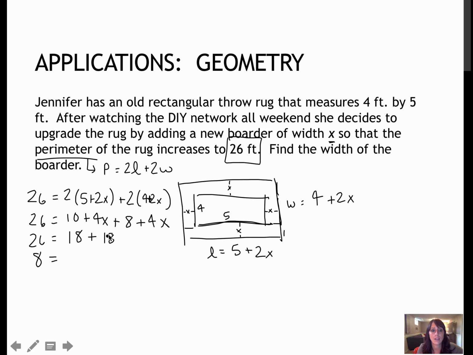Oops, how did that happen? This is supposed to be 18 plus 8x, which of course would leave me with 8x on the right side. And then of course dividing by 8, I would get 1 equals x. So the width of the border would be 1 foot. So 1 foot on each part. That's kind of a big rug.